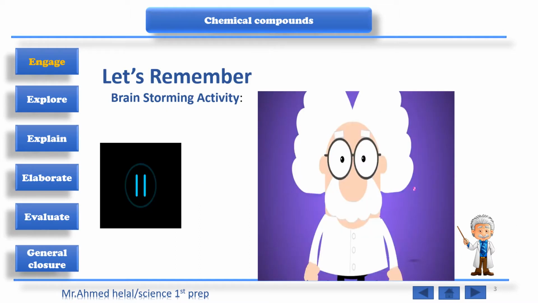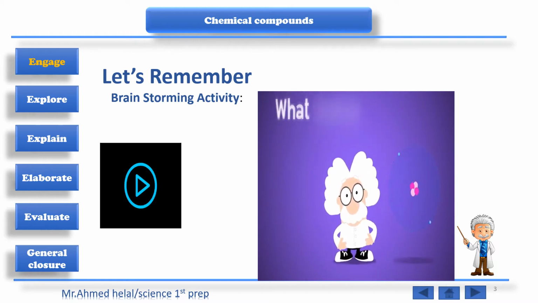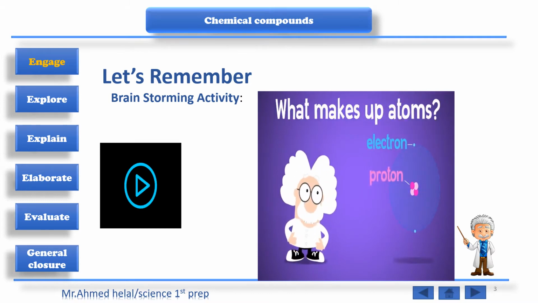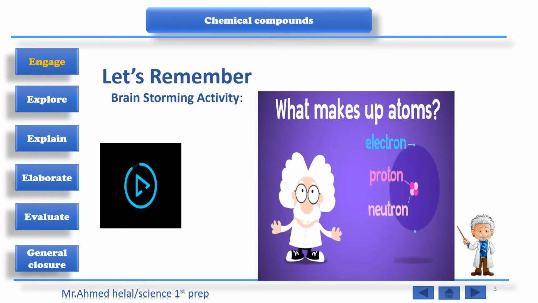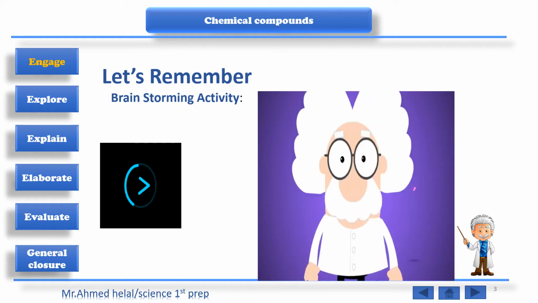And now let's watch this video to remember the components of atom. Atoms make up everything. But what makes up atoms? Protons, electrons, and neutrons. Atoms make up.